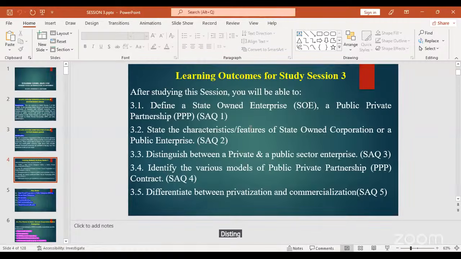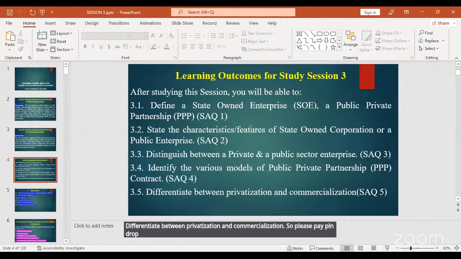Distinguish between a private and a public sector enterprise. Identify the various models of public-private partnership. Differentiate between privatization and commercialization. So please pay pin-drop attention as we move together.